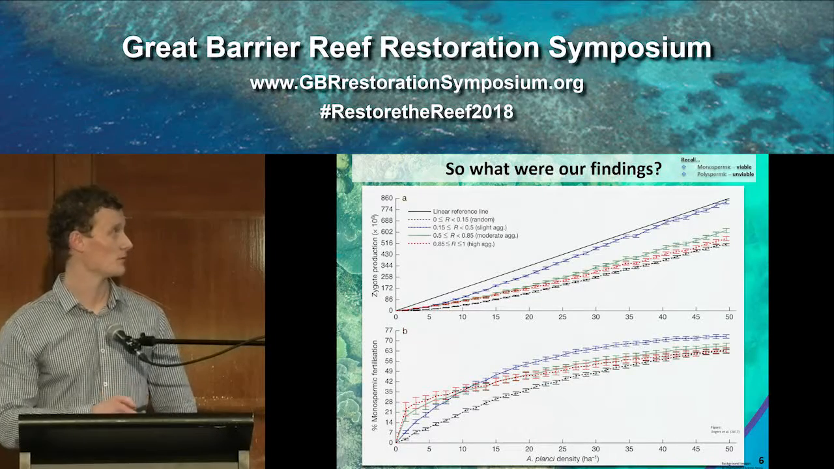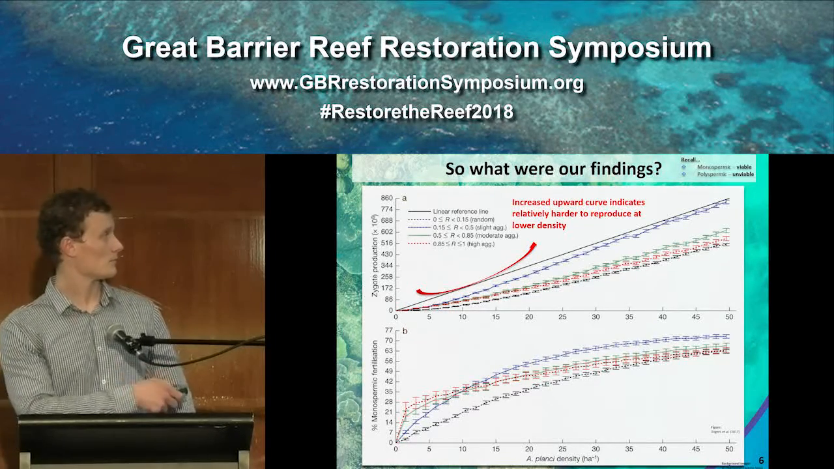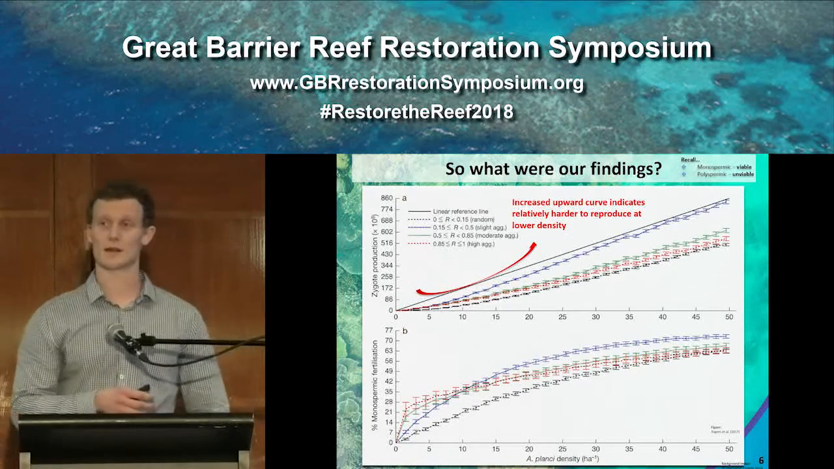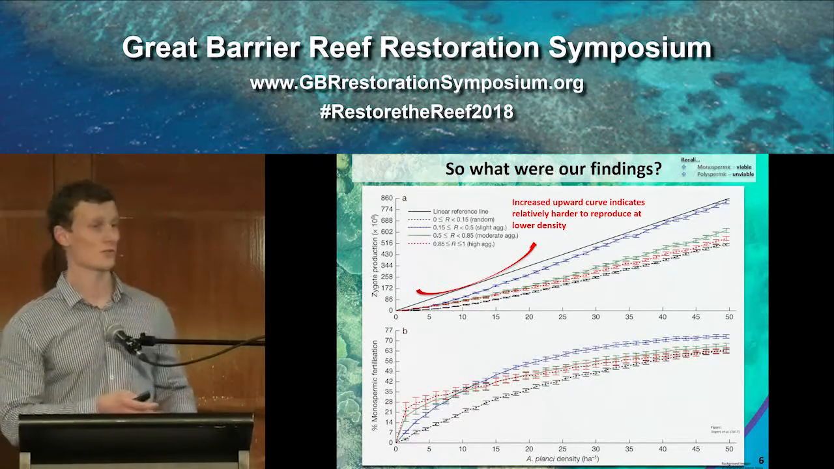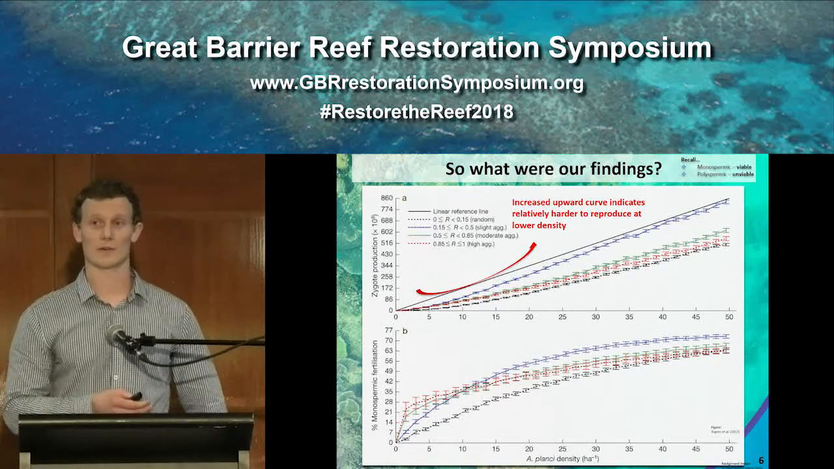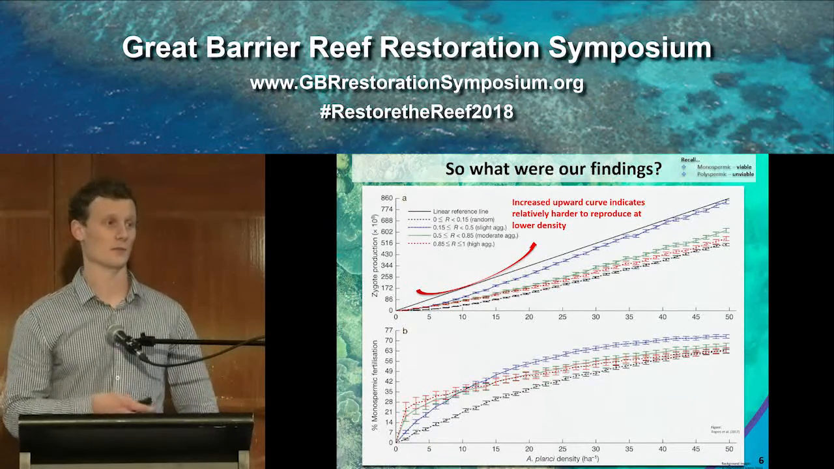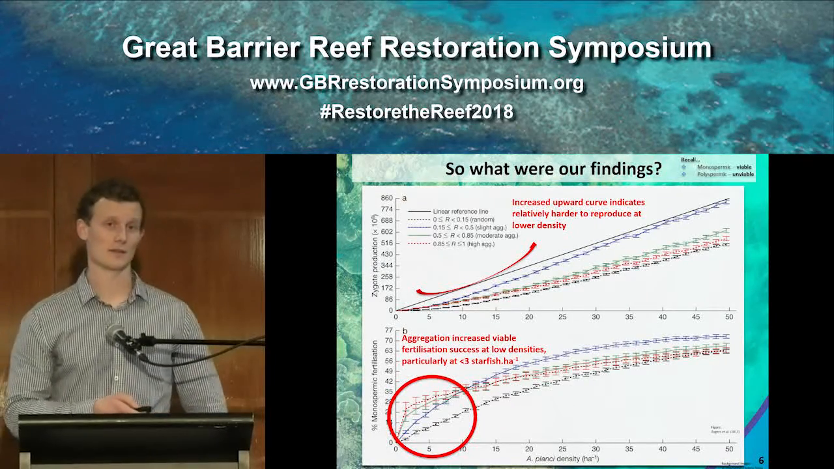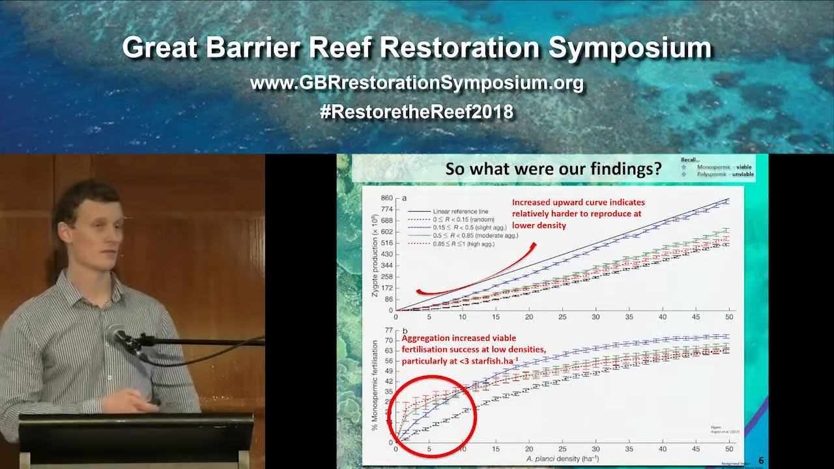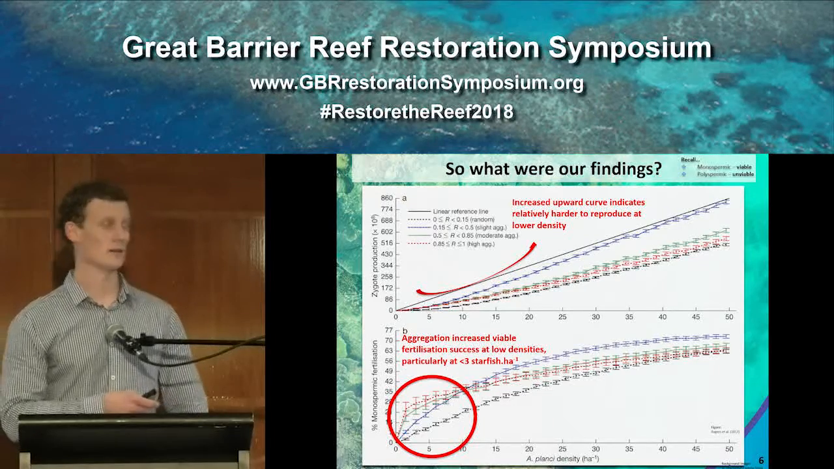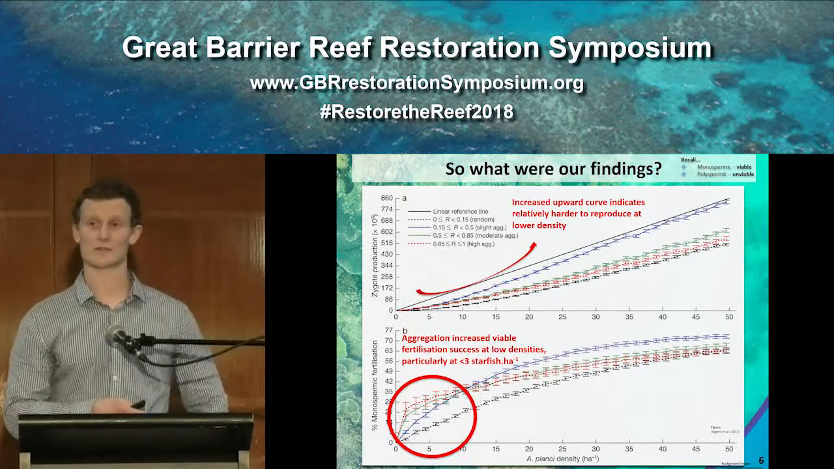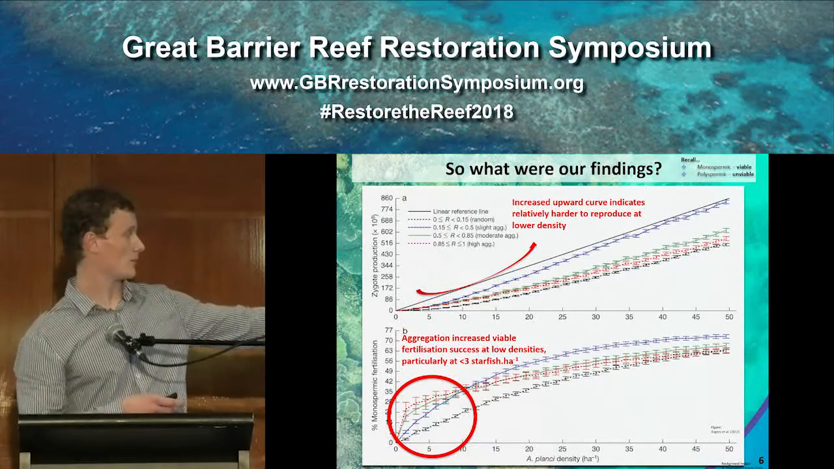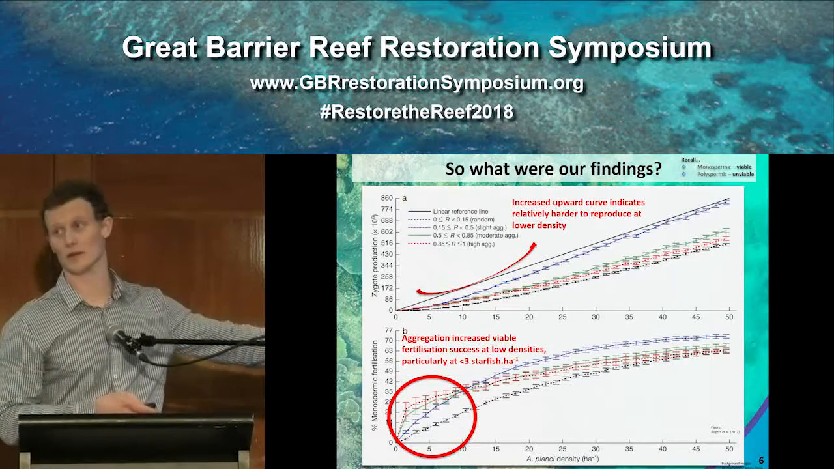So what did we find? We found that the recruit curve was upwardly curved across all of our densities and aggregation levels, so things were actually becoming relatively easier as the population density increased. We also found that in terms of the fertilisation, things were greatly beneficial at higher aggregations to low density populations. So you can see that red curve at the top there is really high levels of aggregation.